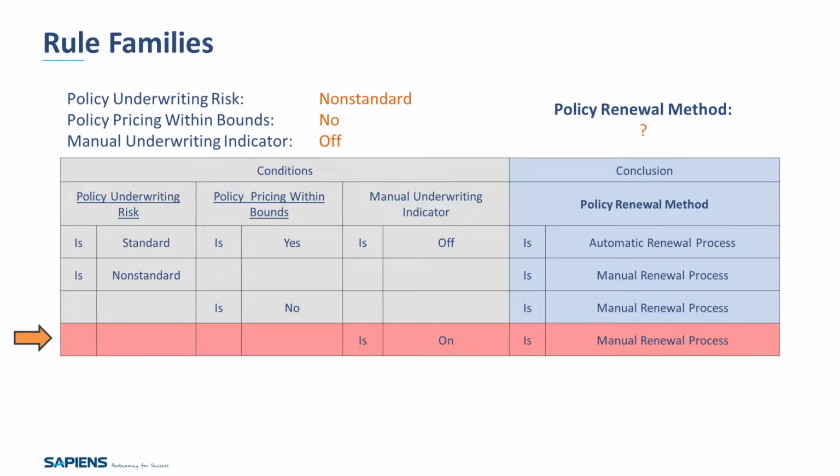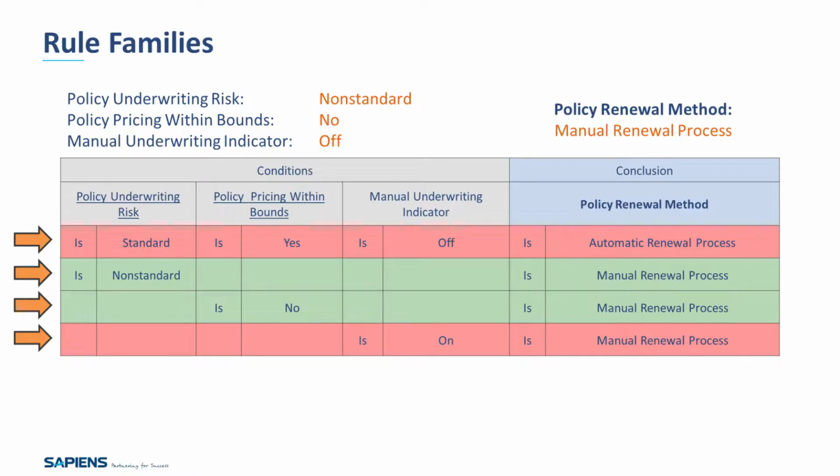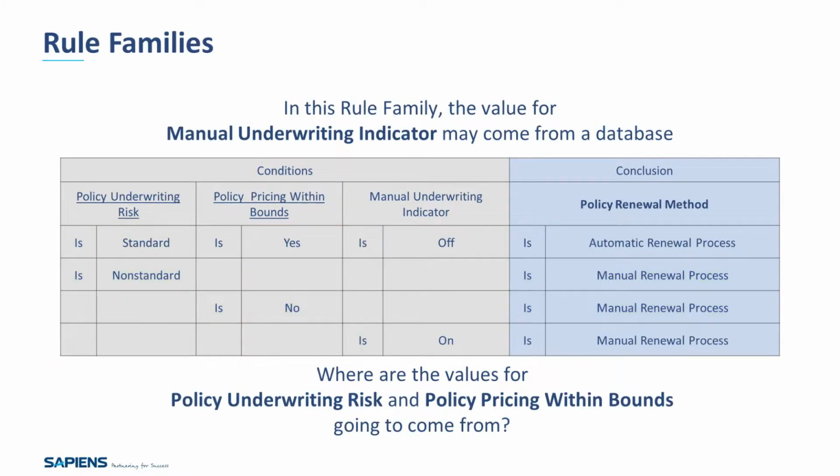So looking at the overall evaluation of all of the rows, you can see that two rows are true and they have the same conclusion, which means that given these inputs, the policy renewal method rule family would evaluate to manual renewal process. Now that you know how to read a rule family, I would like to explain some of the notation used when depicting a rule family.